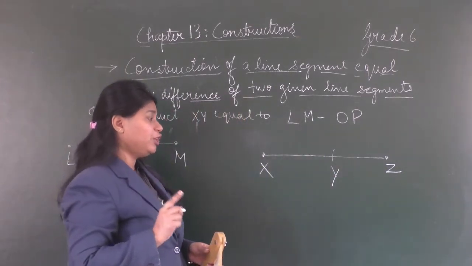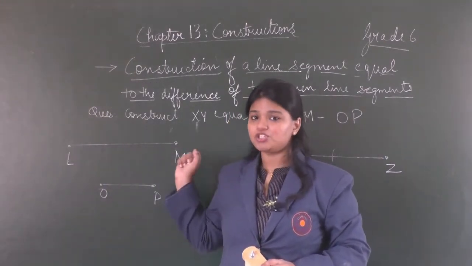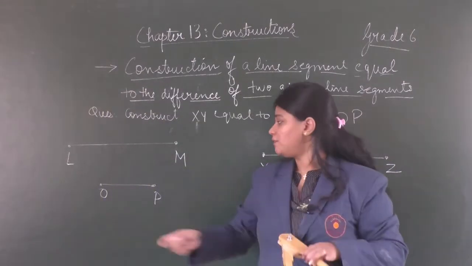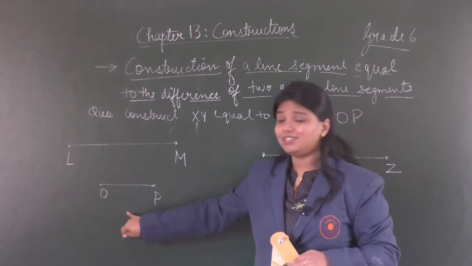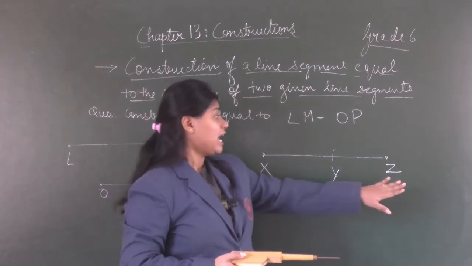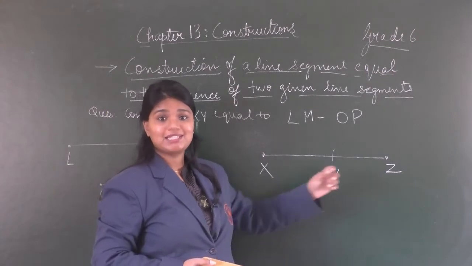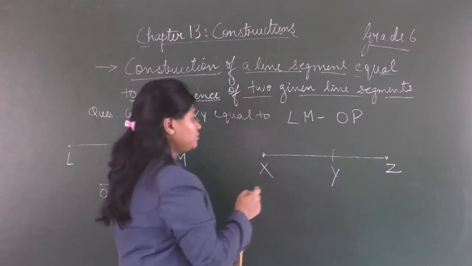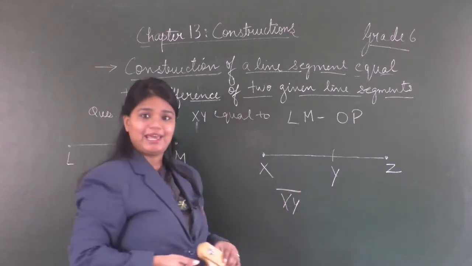First step, you will make a line segment equal to the bigger line segment, that was LM. So I have made a line segment named XZ. Second step, you will open your compass and measure the smaller line segment. So I have measured OP. Now you have to cut OP out of LM, right? You have to subtract. So how will I subtract? I will place the needle of my compass on Z and mark an arc on XZ. I have named this arc Y. So XY is equal to the difference of LM and OP. So we have obtained a line segment named XY.